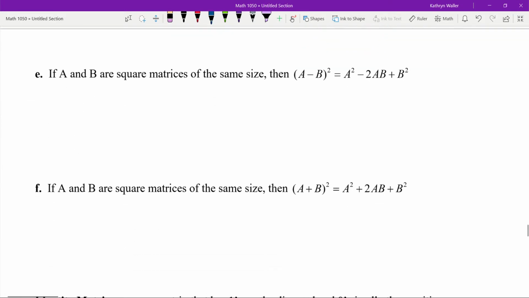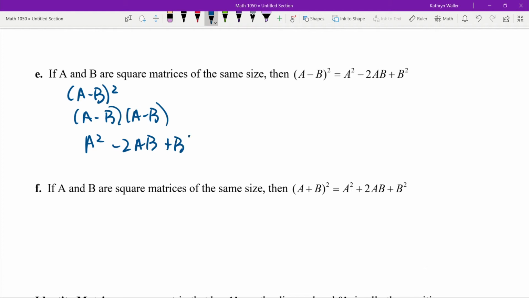Okay. If A and B are square matrices, then A minus B squared is A to the second minus 2AB plus B squared. Okay. So look right here. This is going to just blow your mind. Look right here. A minus B squared. You can just watch. It's A minus B times A minus B. That's A to the second minus 2AB plus B squared. So in real math, this is equal to this.